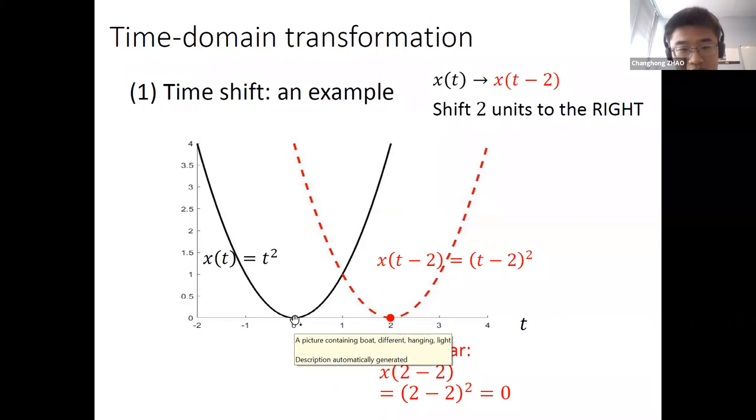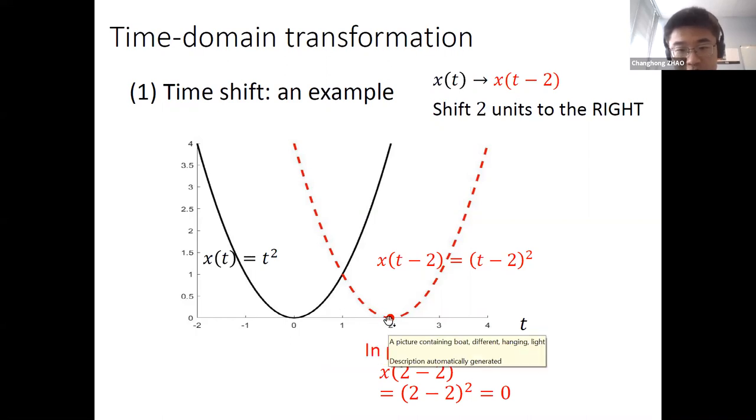So it means when t equals 0, x of t is 0 squared, which is also 0. But after the shift, when t equals 2, we look at this signal x of t minus 2. It becomes x of 2 minus 2 because we replace t with 2, which is 2 minus 2 squared, 0 squared, which is 0. So it tells us that for this new signal x of t minus 2, when t equals 2, the value of the function is 0.